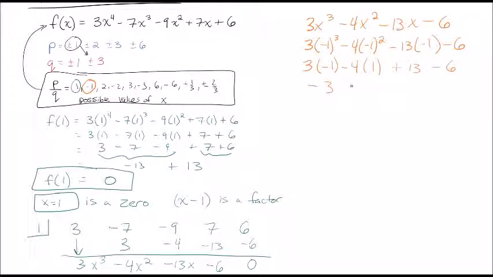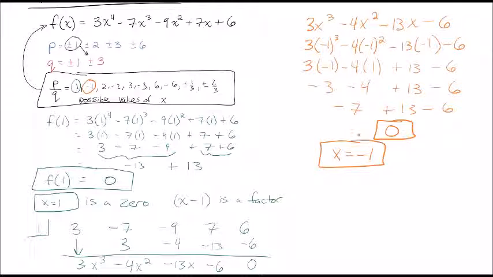So it's become -3 minus 4 plus 13 minus 6. So this becomes -7 plus 13 minus 6. And -7 plus 13 minus 6 would be 0 in this case. So that tells me x equals -1 is also a root or a 0 to my function here. So I'm going to do the same thing like I did before. I'm going to do that synthetic division, taking those coefficients, and this time I'm going to use -1 in my box. And we'll have 3, -4, -13, and a -6.